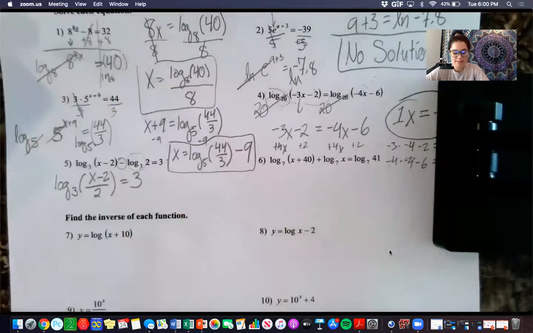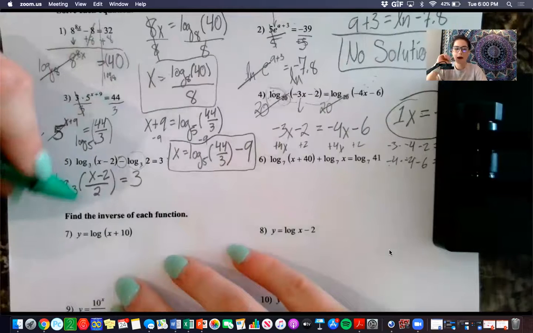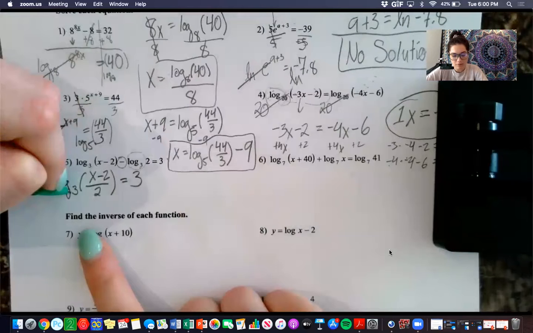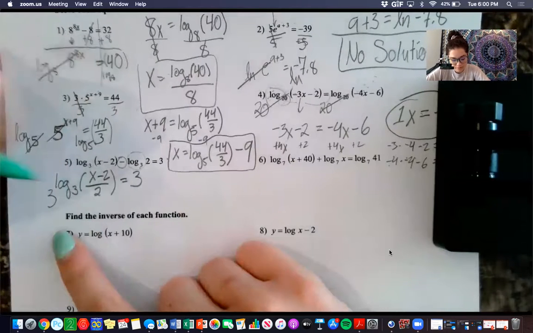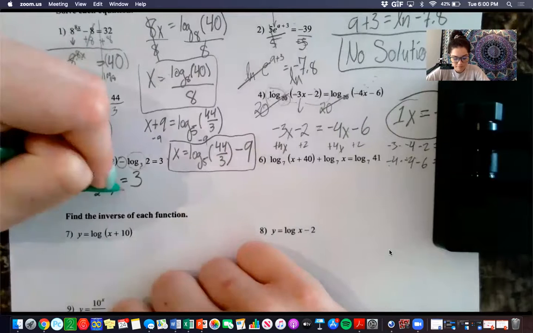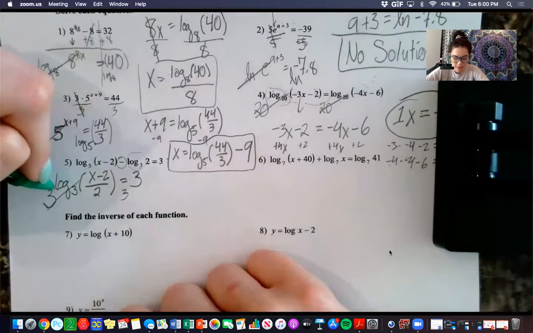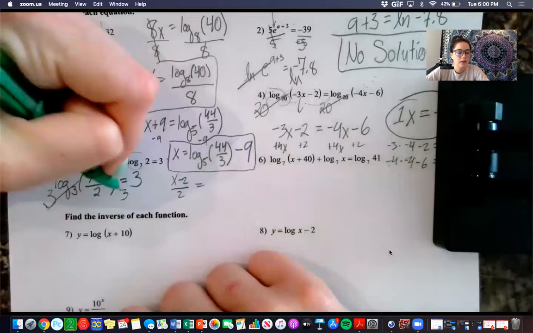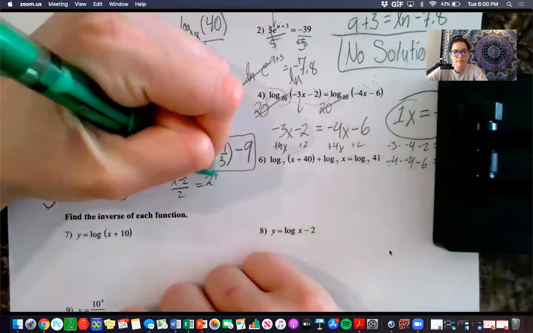Now that this is nice and simplified, I've only got this one log, I can easily undo it using exponents. So my log base is 3. I needed to use 3 to the power of to undo it. And whatever I do to one side, I got to do the other. That goes away. And so we get x minus 2 over 2 equals 3 cubed. 3 times 3 is 9, and then 9 times 3 is 27. There we go. Now it's basic algebra.